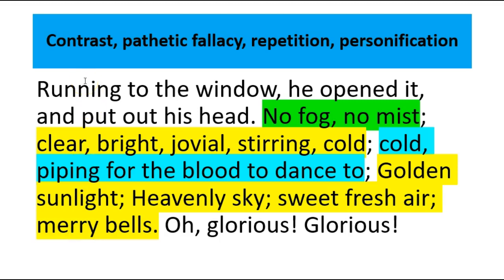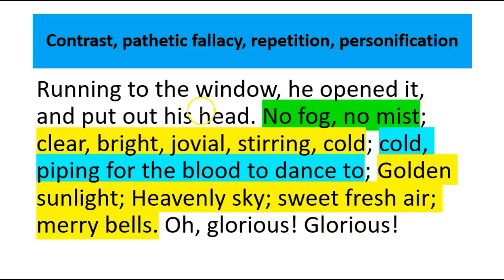Okay, let's now jump to the ending of the novel where Scrooge has now woken up on Christmas morning. He's met with the ghost of Christmas yet to come and realises that he's got a second chance at life. Running to the window, he opened it and put out his head. No fog, no mist, clear, bright, jovial, stirring, cold, cold, piping for the blood to dance to. Golden sunlight, heavenly sky, sweet fresh air, merry bells, oh glorious, glorious.